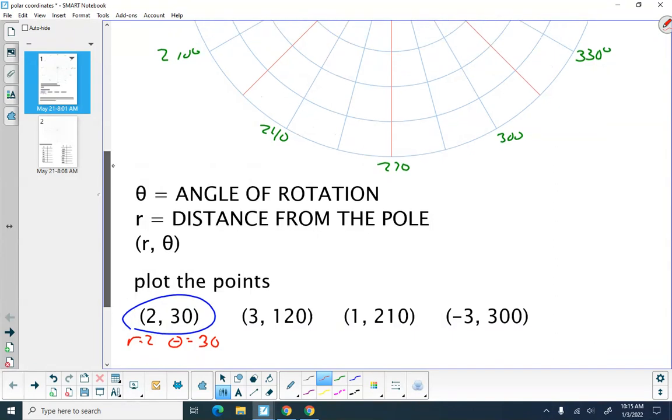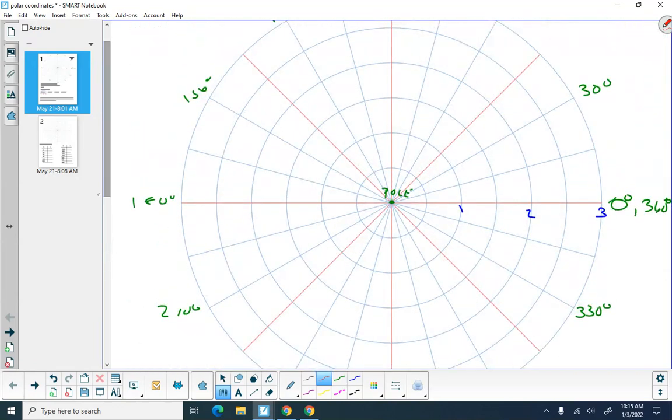So I'm going to rotate 30 degrees, and I'm going to count out 2 units. So here's my 30-degree line. This is 1 unit. This is 2 units. This would be the ordered pair 2, 30. Or if I want to, I can go out to the 2-unit line there, and then rotate around until I get to 30 degrees, that is fine also. Whatever works for you.